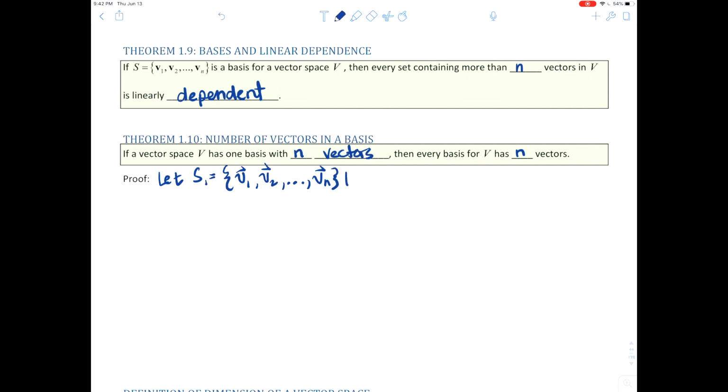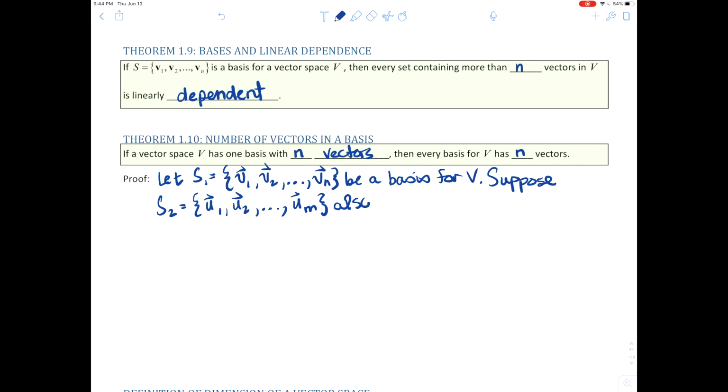And we're going to have this set be a basis for our space V. Suppose S2 equal to U1, U2, all the way down to Um, also be, suppose that also is a basis for V. So the evil plan here is we're going to want to show that n is equal to m, okay? So here we go.